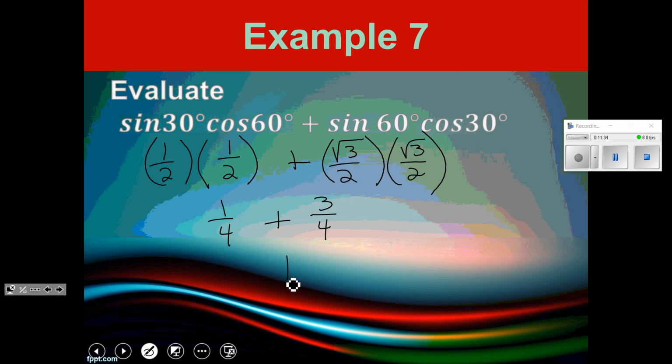And the sine of 60 and the cosine of 30 is square root of 3 over 2. And so when you multiply them, 1/2 times 1/2 is 1/4. Square root of 3 over 2 times square root of 3 over 2: square root of 3 times square root of 3 is just 3, 2 times 2 is 4. And when you add 1/4 plus 3/4, you get 4/4, which is equal to 1.